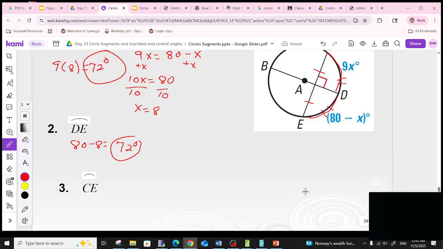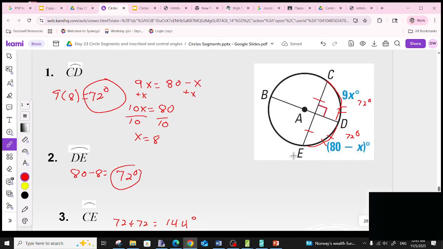CE then, well, if this is 72 degrees and this is 72 degrees, what's 72 plus 72? 144. Yeah, it's talking about the degrees. Because what's a full circle? A full circle's 360, but this is part of the circle. So this would be 144 degrees. Got it?